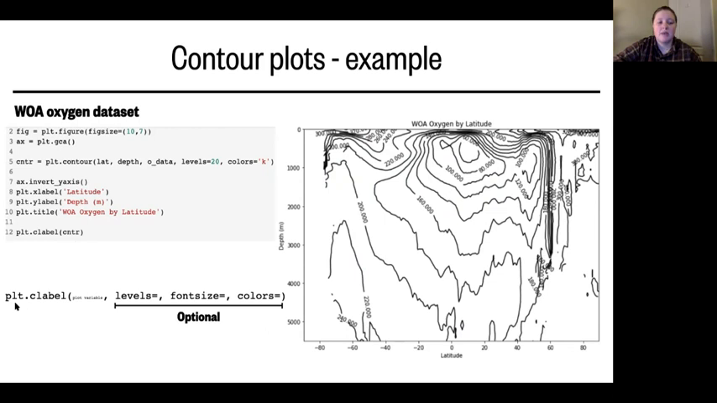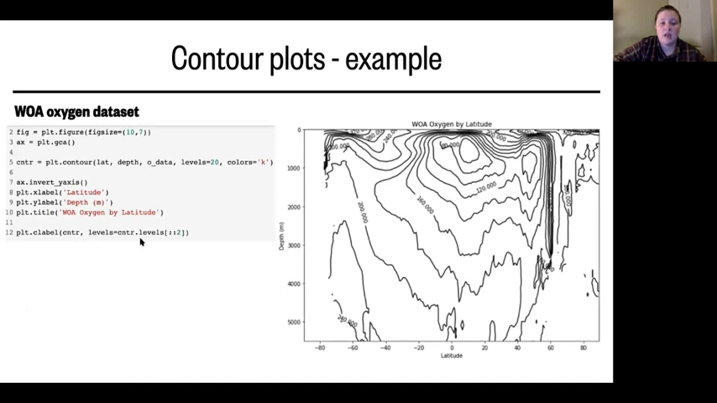So you say plt.clabel of your plot variable, and these are optional formatting things. So you can determine the number of levels that are labeled. You can give it a font size, and you can actually change the color of your labels. So here I'm actually changing the labeling. You can see levels equals, and I put this variable for my contour. And I say my variable dot levels. So it's getting the levels from this.